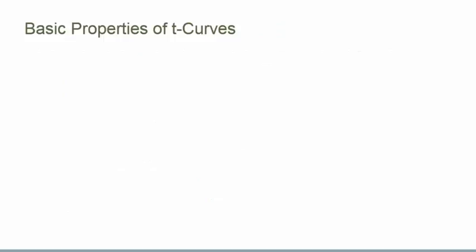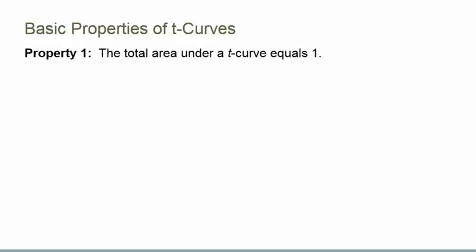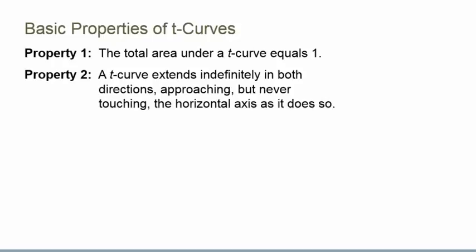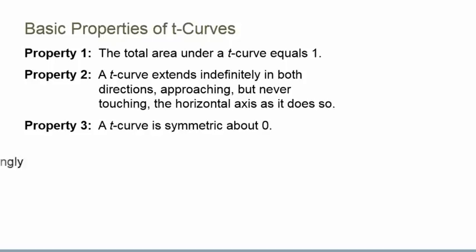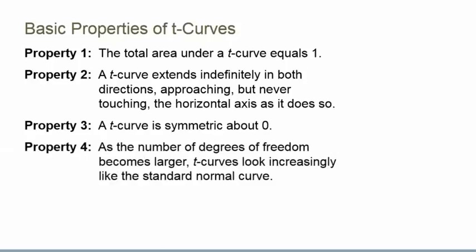Basic properties of t-curves. Property 1. The total area under a t-curve equals 1. Property 2. A t-curve extends indefinitely both directions, approaching but never touching the horizontal axis as it does so. Property 3. A t-curve is symmetric about 0. Property 4. As the number of degrees of freedom becomes larger, t-curves look increasingly like the standard normal curve.